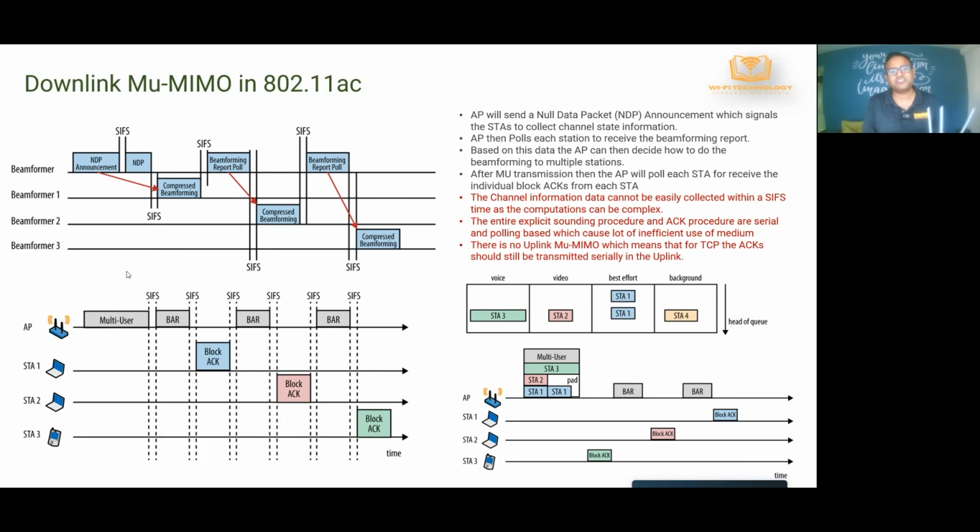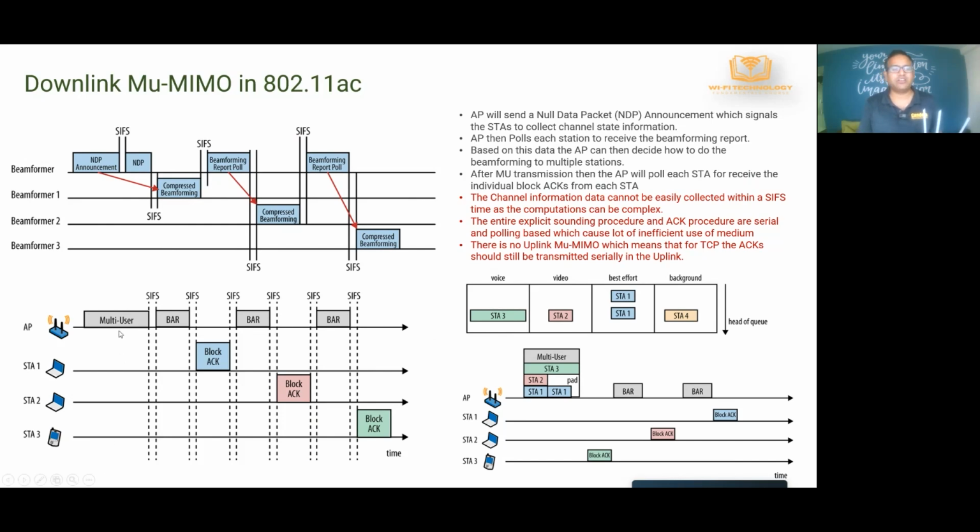That decision is made from what we call explicit beamforming, where the AP is getting feedback from the stations, and then from that it's making the decision of how to beam, right? So that's how the beamforming information is collected, and once the information is collected, then the AP can decide to transmit to multiple users.